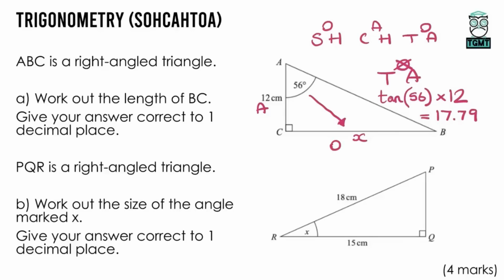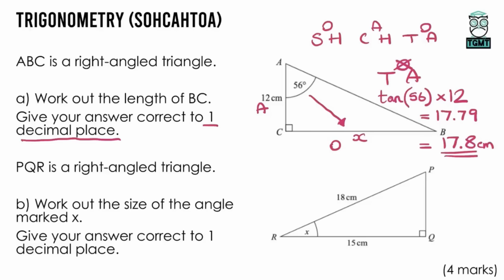17.79. Now there are more decimals, but it does say here to give your answer to one decimal place. So I'm going to round the answer from there, which is 17 point. After the 7 is a 9, so the 7 rounds up to an 8. So we have 17.8 centimetres as our final answer.